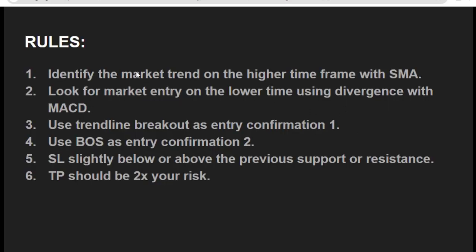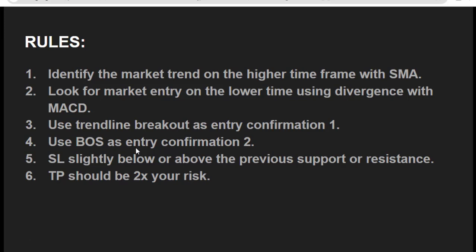The rules: number one, identify the market trend on the higher time frame with SMA, that is simple moving average. So the first thing is we go to the higher time frame and identify the market trend. I'm going to show you that in a moment. The second thing is to look for market entry on the lower time frame using divergence with the MACD. The third thing you have to look out for is to use trend line breakout as entry confirmation 1, and then you use BOS, that is break of structure, as entry confirmation 2.